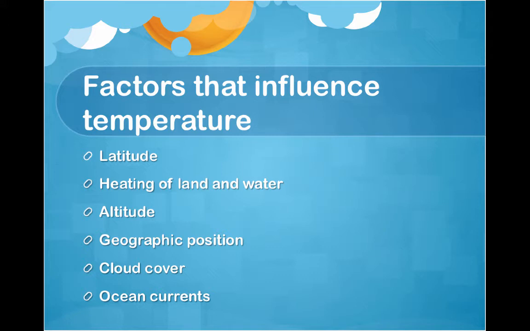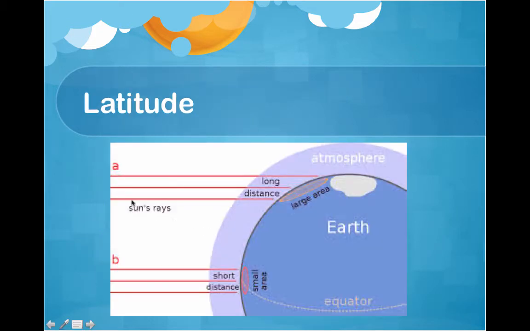A temperature control is any factor that causes temperature to vary from place to place and from time to time. We talked about temperature variations earlier from the amount of direct and indirect sunlight that we receive when we did the lab. So that would be here under latitude. Depending on your latitude, or where you are on Earth, our temperatures might vary. We have a couple other things that cause variations in temperature: heating of land and water, altitude, geographic position, cloud cover, and ocean currents.